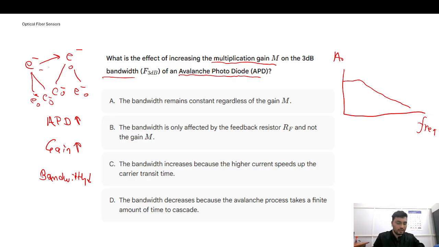So now you tell the answer, what is correct? Yes, sir. Option C. Bandwidth increases. Sorry, there will be bandwidth restriction in TIA every time. Yes, sir. Option D, sorry. Option D. Yeah, yes, that's correct.